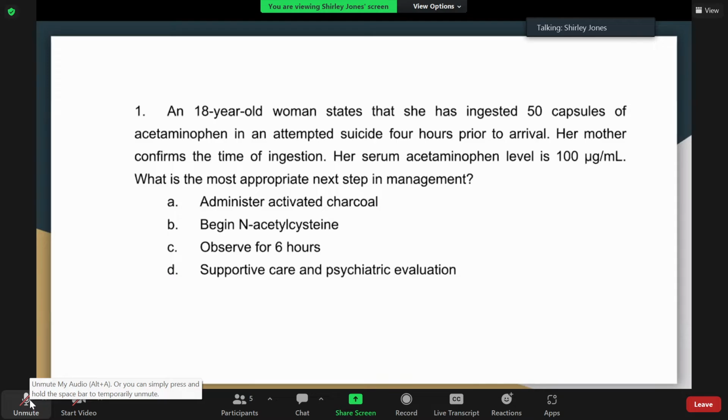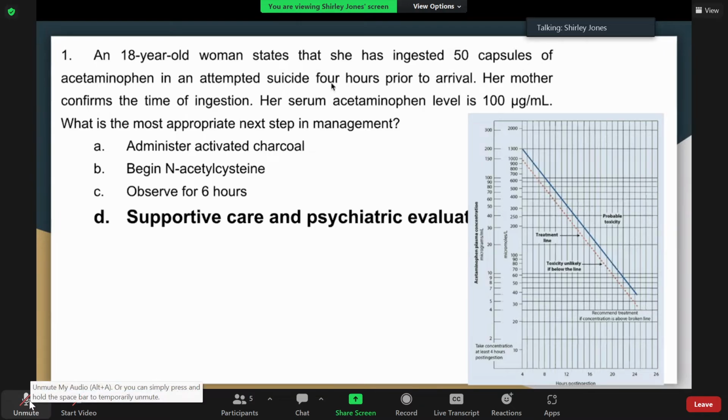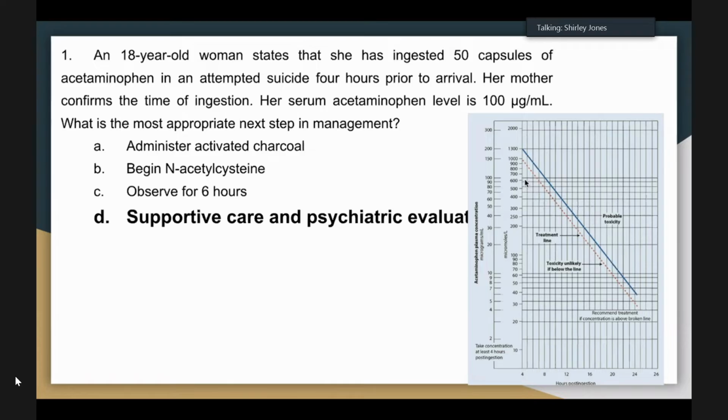The answer is actually D. The reason is that you're checking her level at 4 hours and her level is 100. Remember that in acetaminophen, this is why I want to do these cases because it's confusing, the treatment line level is 150 at 4 hours. So you get your level, you come to the nomogram, you see 4 hours, you trace it up, and her level was 100 right here. She's below that red line, and so she does not need anything. She gets to go home after psychiatric evaluation, but you don't give N-acetylcysteine.